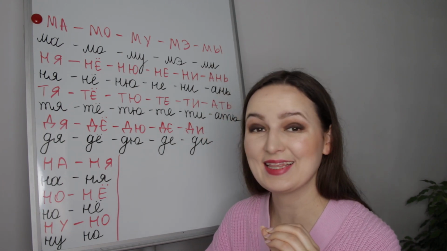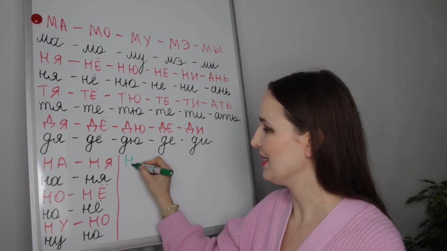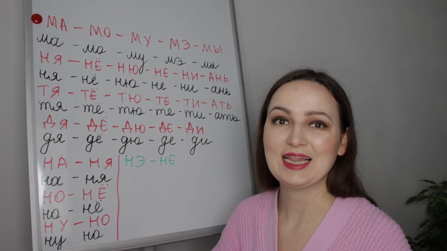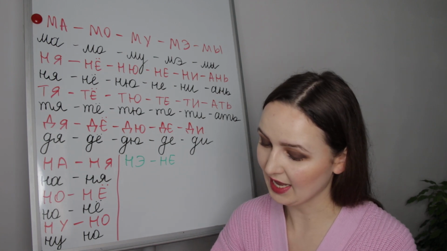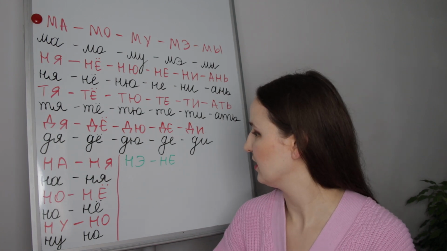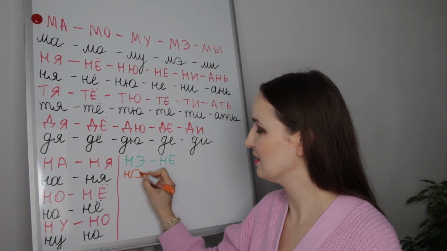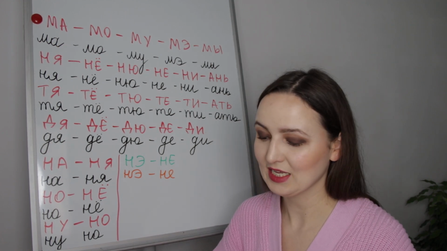Oh, no, no. It's не, нэ. To see the difference between э and е. Не, нэ. Let's write it in cursive. Не, нэ.